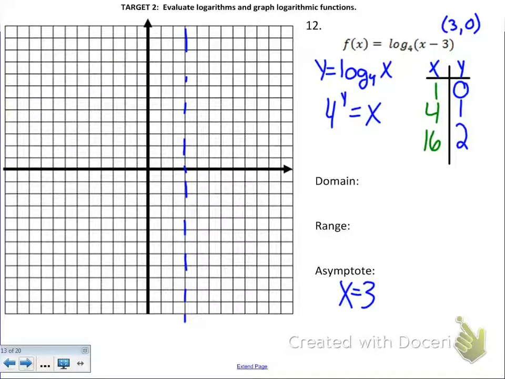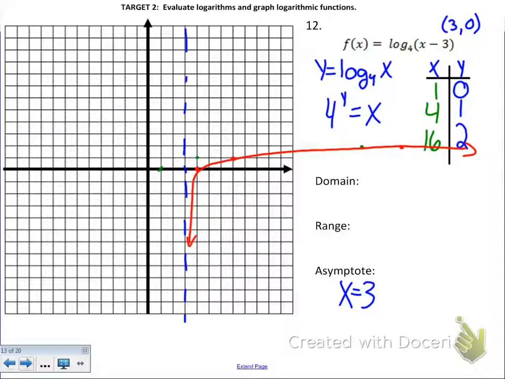So we're going to graph 1, 0, 4, 1, and then 16, 2. It's going to be way off the graph here. And then we're going to take into account the translation we need to do. We're moving each of these points 3 to the right. So 3 to the right, 3 to the right, and then 3 to the right. Then we draw our graph through our red points here.